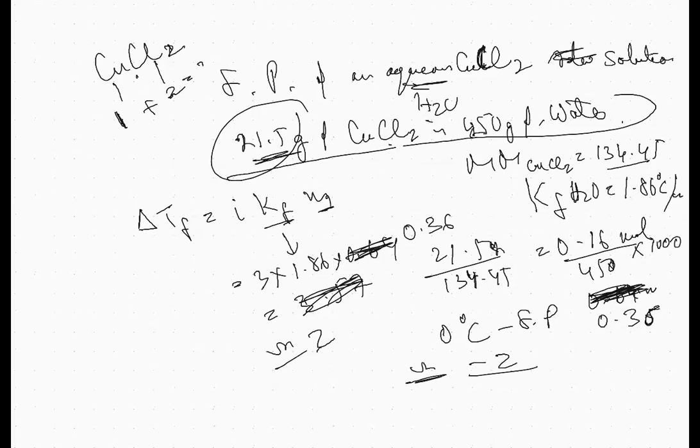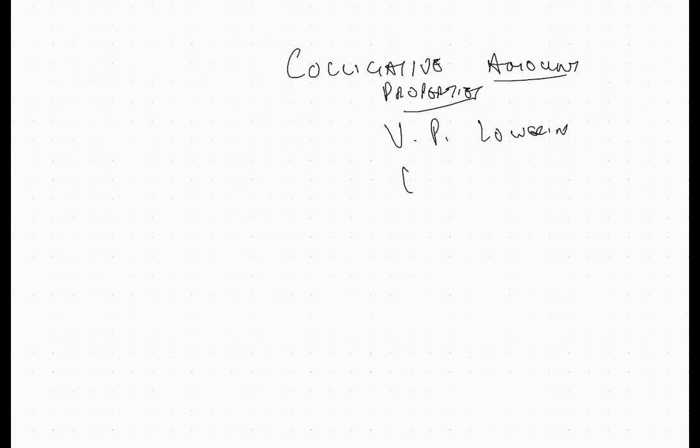All right. You need to know what a colligative property is: it doesn't depend on the type or material of the substance, it only depends on the amount added. That's why we did all that in the class. The colligative properties we studied are vapor pressure lowering, osmotic pressure, depression of freezing point, and elevation of boiling point. So remember, those are the four types of colligative properties.